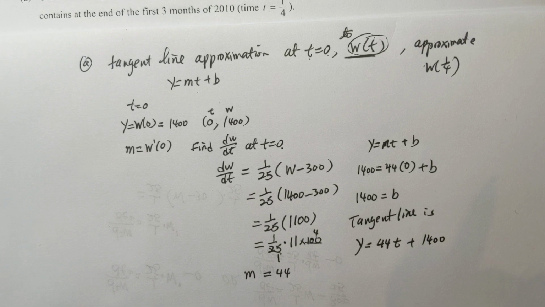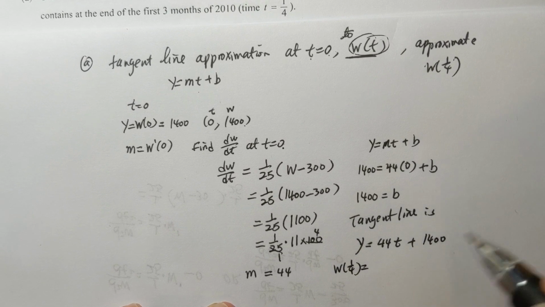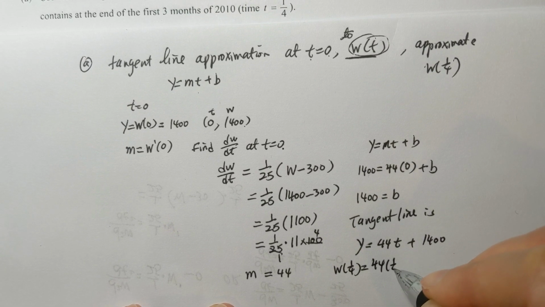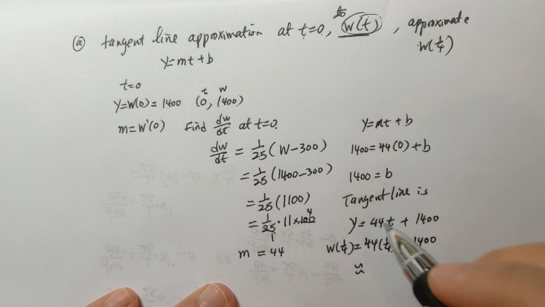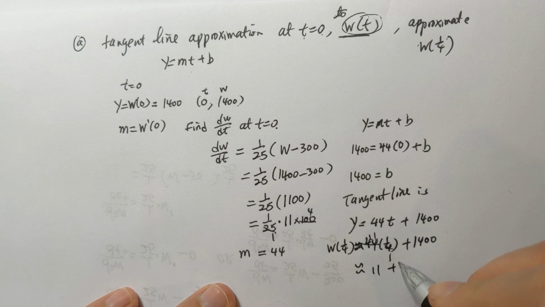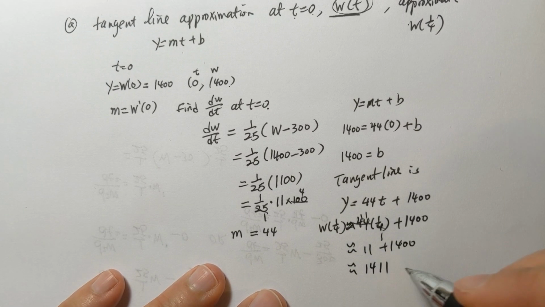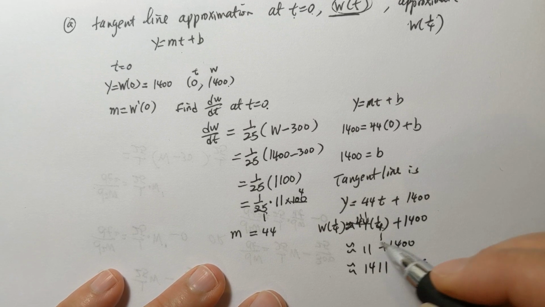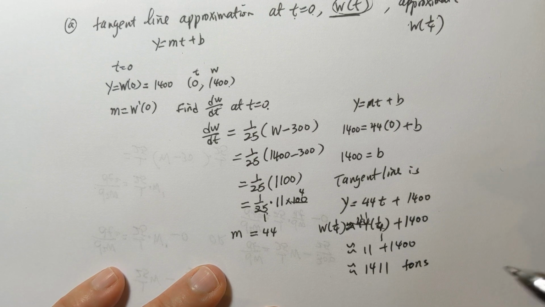Next we're going to approximate W of 1/4. So W of 1/4 equal to 44 times 1/4 plus 1,400. We simplify it: we get 11 plus 1,400, so we get 1,411. So our approximation is about 1,411 tons. So we finished part A.